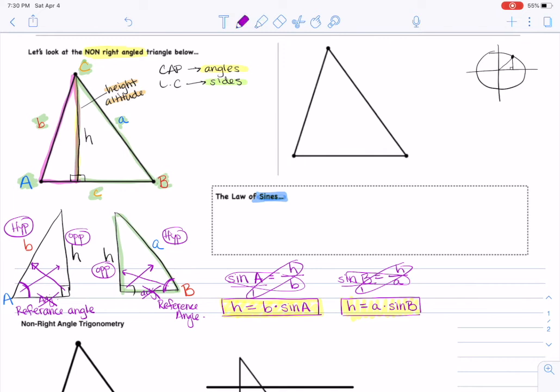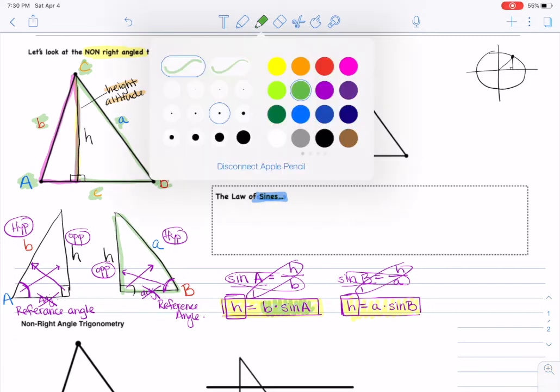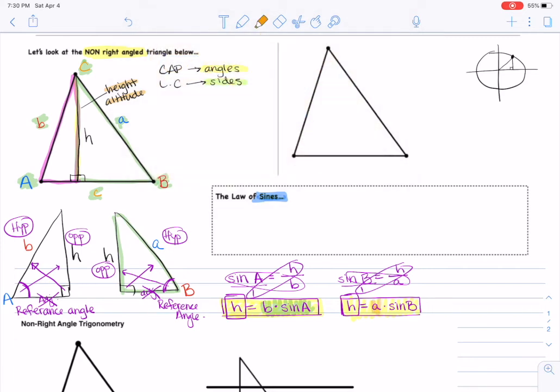But if you notice, there's actually a very simple substitution we can do. We have the same variable, height, and two different ways to express it. One of them is equivalent to lowercase b sine of capital A, and the other one is equivalent to lowercase a sine of capital B. So we can just say these are equal to each other. And ta-da, now we pretty much have a formula for one of the relationships in non-right triangles.